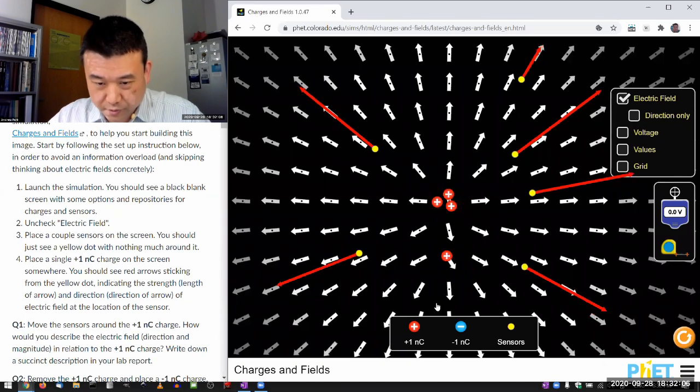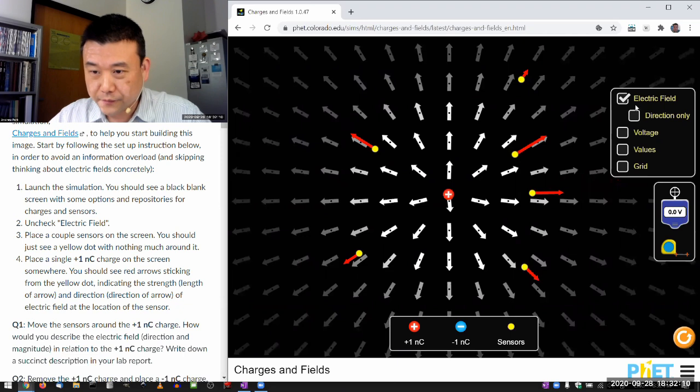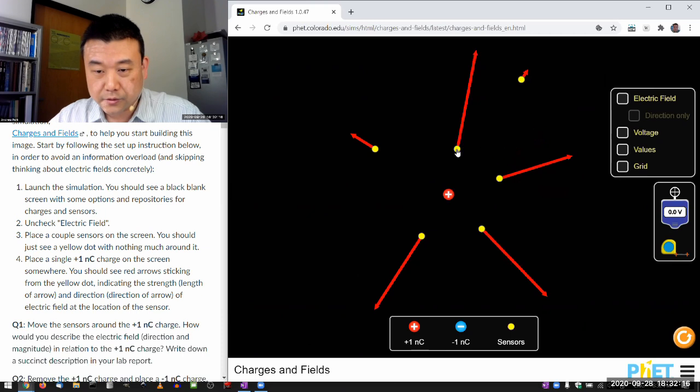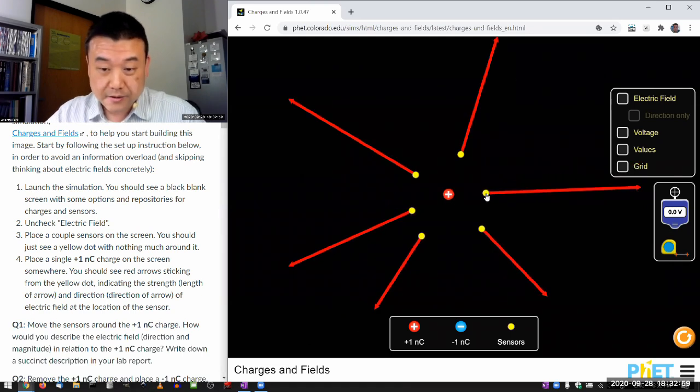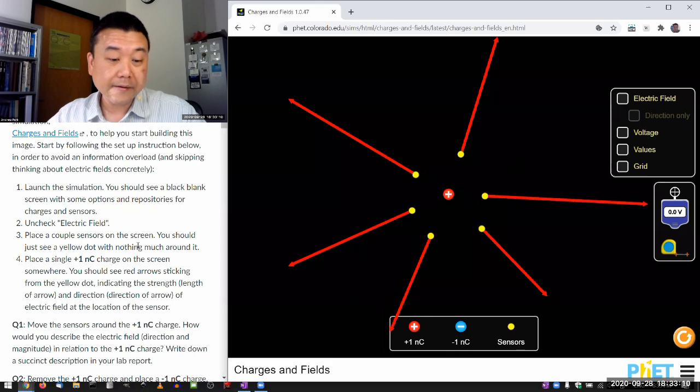Oh, 1 nanocoulomb charge. Let me move. So with the electric field turned off, if I have sensors around a 1 nanocoulomb charge, you see that all these fields always and consistently point away from that positive charge. And if I go closer, it gets stronger. So that's how you would be able to measure the electric field. And this is the visual representation of what that looks like.